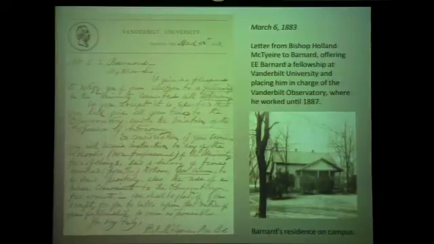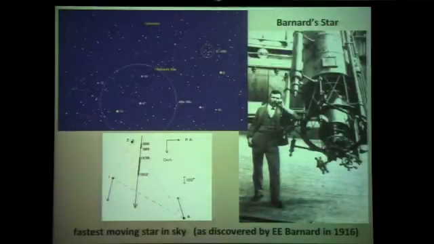And E. Barnard is important more for the work he did after he left Vanderbilt than for the work he did here. He took a job at Lick Observatory after leaving Vanderbilt. And while at Lick Observatory, he discovered that little star right there, an incredibly prominent little star, which is now known as Barnard Star, the fastest moving star in the sky. It goes zip, zip, zip. So whereas all these other stars are just kind of sitting still, it moves relative to the other stars. It moves about 10 seconds of arc per year through the other stars. And he discovered that in 1916.